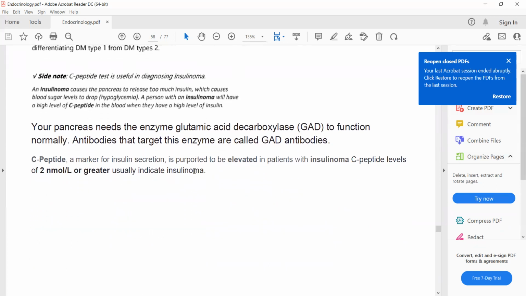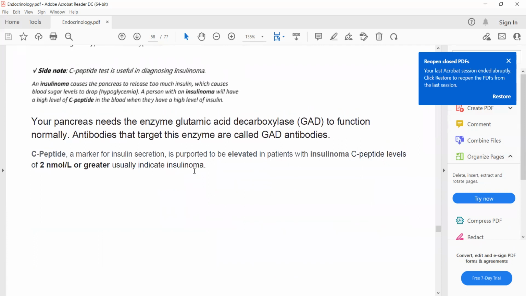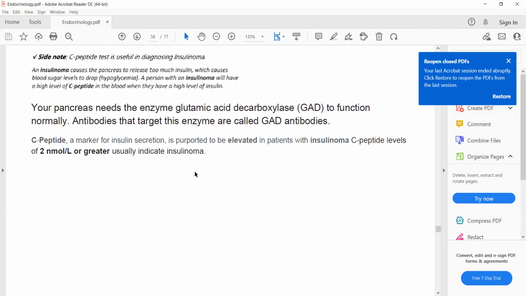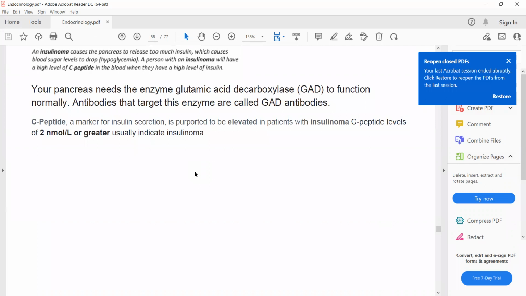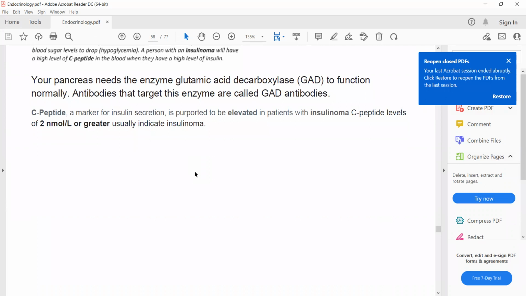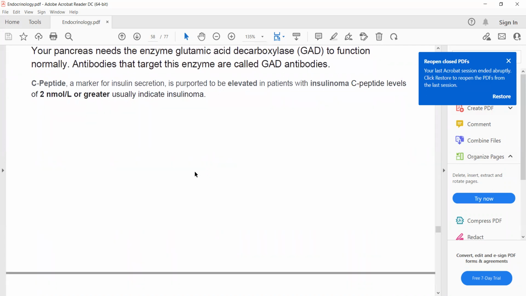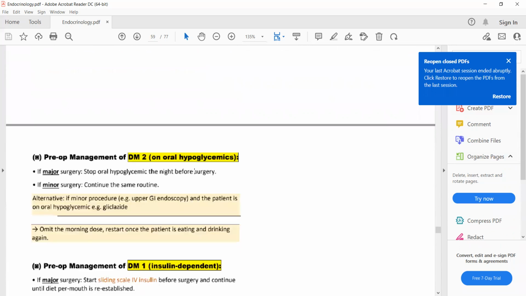So someone with hypoglycemia and a high C peptide level, the diagnosis will be insulinoma. A C peptide level of 2 nanomole per liter or greater usually indicates insulinoma.